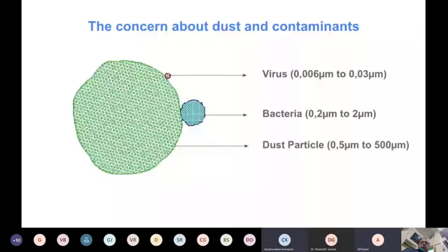So we have tried to take out the records of viruses, bacteria, and dust particles which are present, and sized them to help all the people understand. These are the levels: virus 0.006 microns to 0.03 microns, bacteria 2 microns, dust particle 0.5 to 500 microns, 5 microns. All these are the sizes of the bacteria, dust particles and viruses which are present around us.